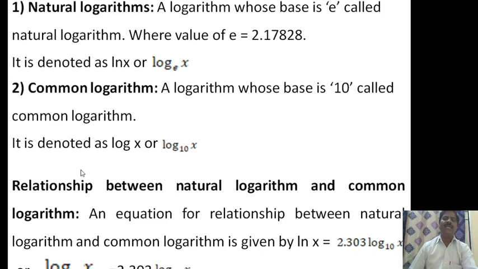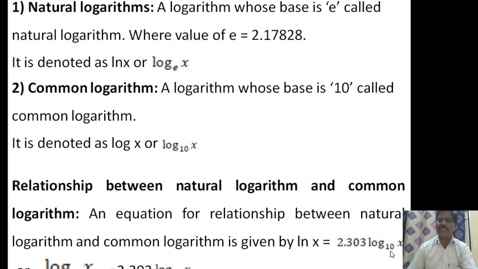Log x means the base 10 is assumed to be there. Here ln x means the base e is always there. Therefore, these are the two types of logarithms. Now, what is the main relationship between the natural logarithm and the common logarithm? The relationship between them is given by ln x is equal to 2.303 into log x to the base 10.